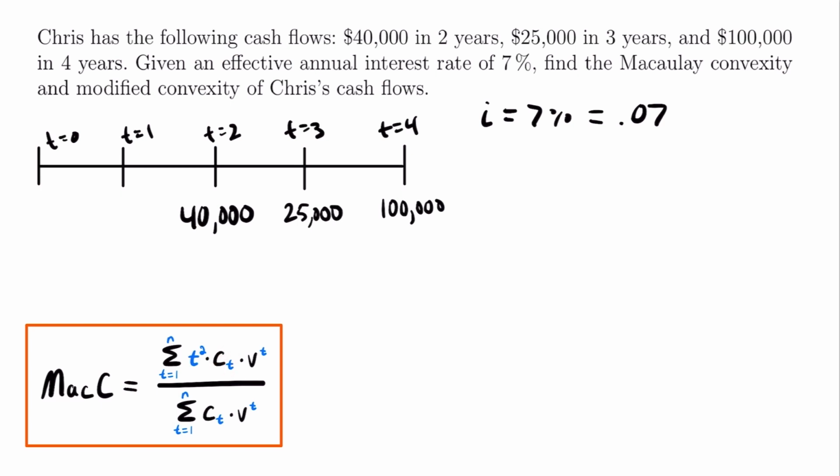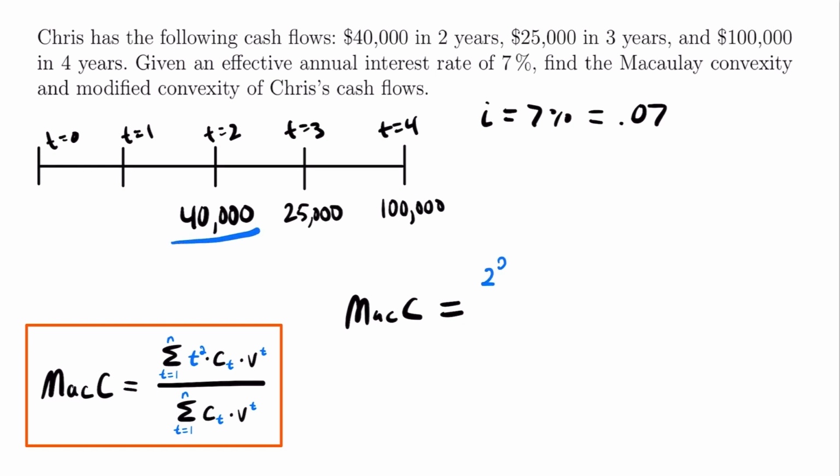All right, but here's what we're going to have in this case. The Macaulay convexity will be equal to each of our cash flows multiplied by the time at which they are made, but that time will be squared, and then we're going to multiply them by the present value factor that would bring those payments back to t equals 0.